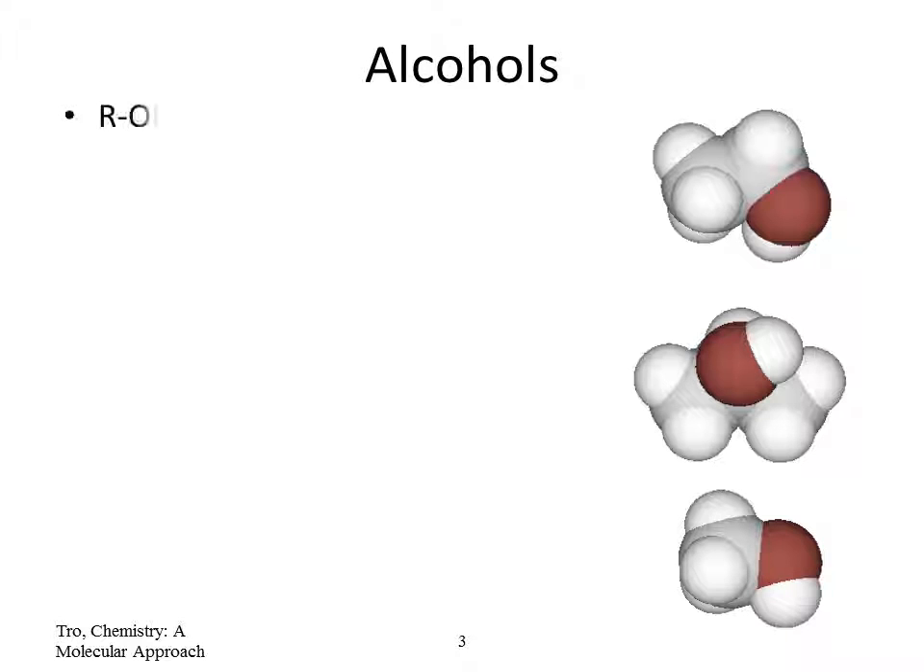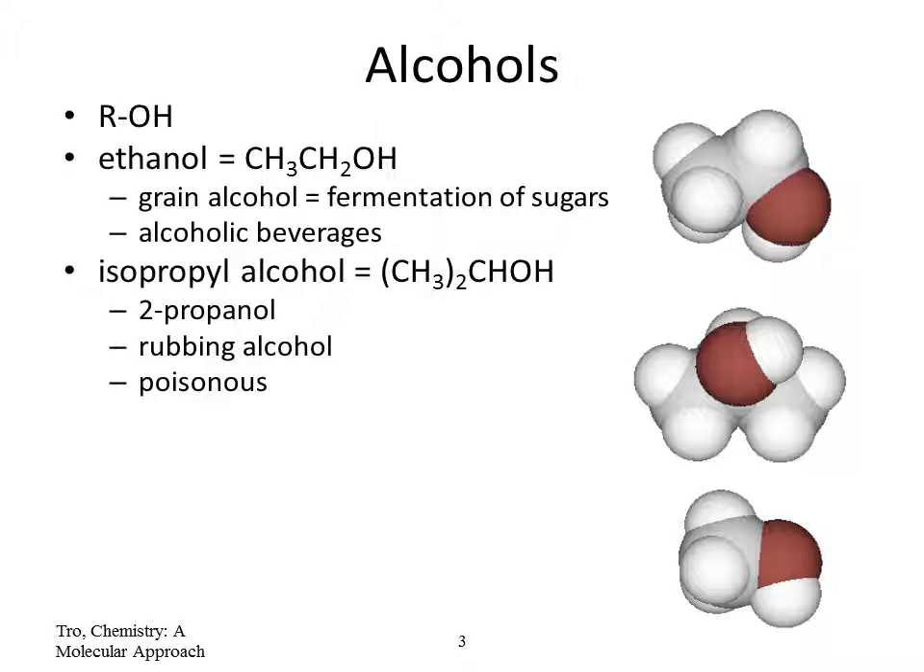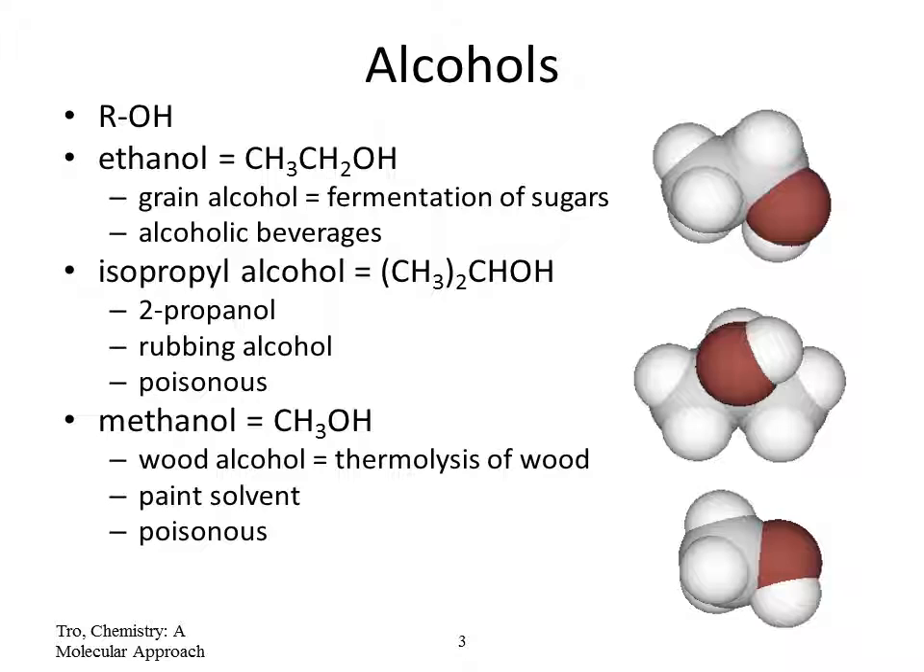Now when you talk about alcohol, it is given as ROH. You have a carbon compound and an OH group, and the most common one is ethanol. It is CH3CH2OH. Grain alcohol, from fermentation of sugars, and alcoholic beverages. The other alcohol we use commonly is isopropyl alcohol, also called 2-propanol, or rubbing alcohol, and it's poisonous. And you have methanol, wood alcohol, used in paint solvent, and it's also poisonous.